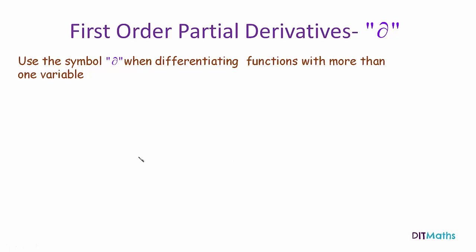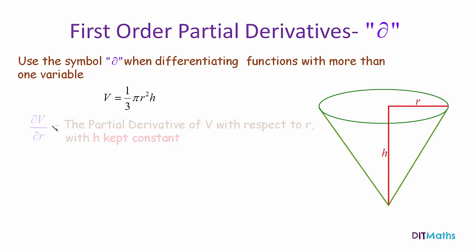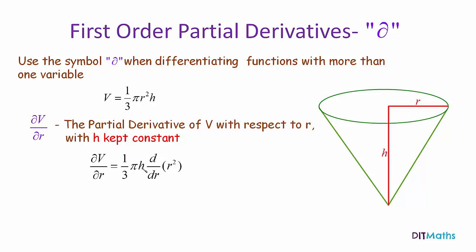Now, going back to the volume of the cone we had earlier, the following, ∂v/∂r, means the partial derivative of v with respect to r with h kept constant. So if we bring the h to the front, we could write ∂v/∂r is 1/3 pi h times the derivative of r squared. So differentiating r squared, we get 2r, and bringing the 2 to the front here, we get 2/3 pi rh.